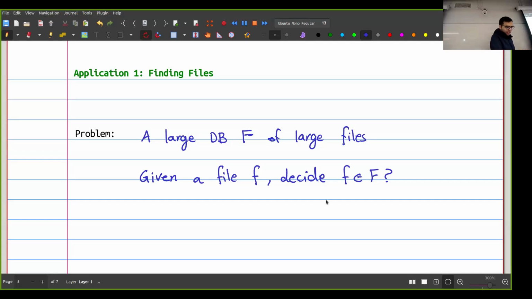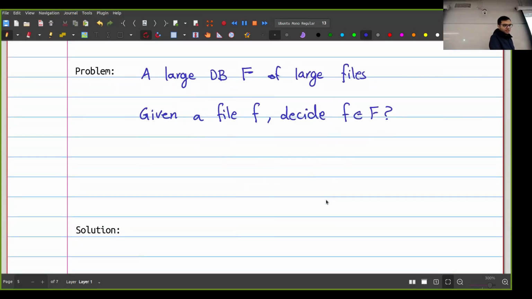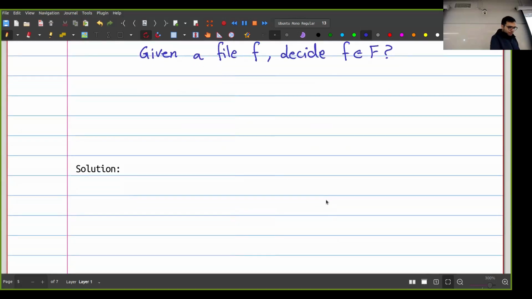Well, we can just use a hash function. It's very simple. Whenever I add a file to my database, I also compute the hash of the file. And I just keep a set of all the hashes. And when a new file comes in, I compute the hash and I ask, does this hash already exist? And if it does, I say, okay, I already have this file. Otherwise, I just add the file. So the solution is very simple.